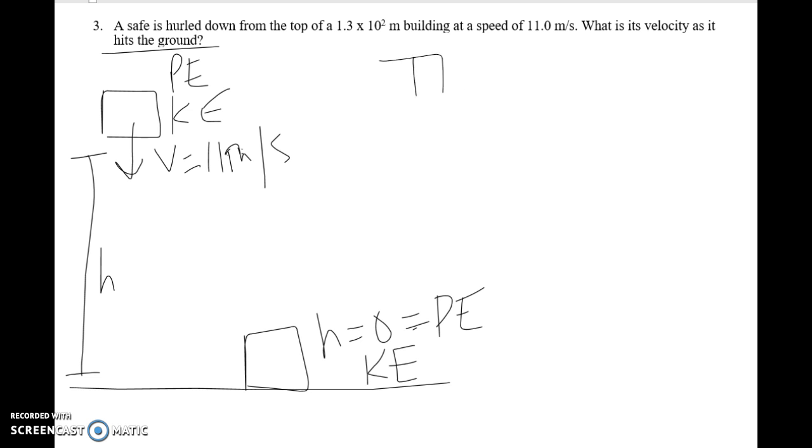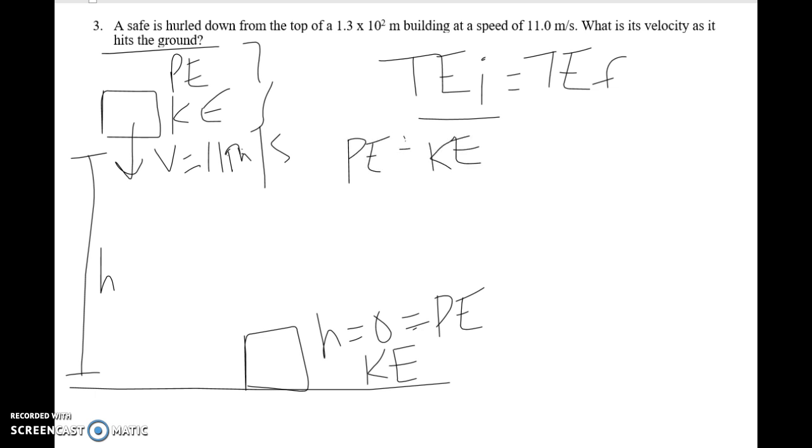I know the conservation of energy states that my total energy initially is going to equal my total energy at the end. Initially, the object has this type of energy: potential plus kinetic. And I got that from my diagram. At the end, I know that there's a height of 0, so it has no potential energy. It only has kinetic energy.